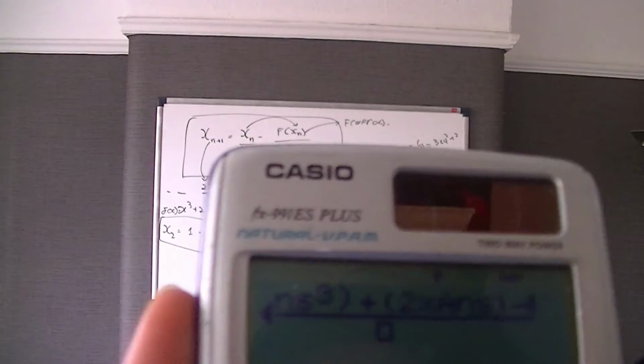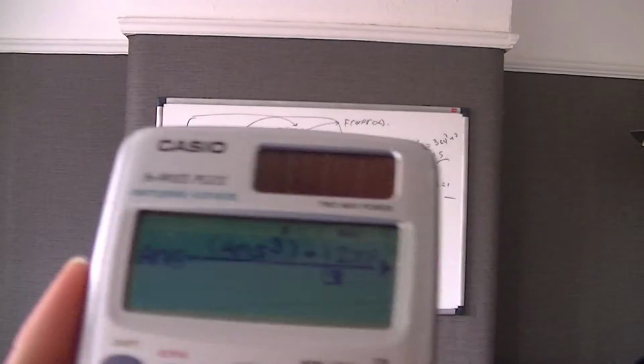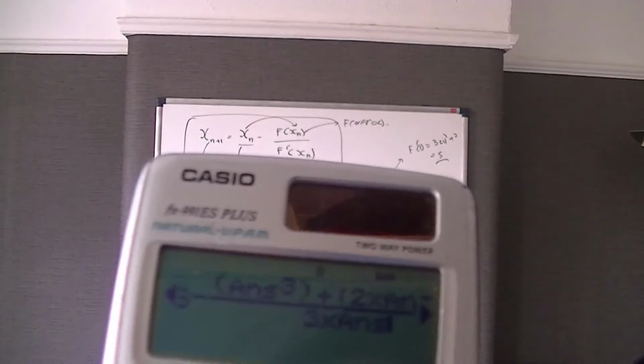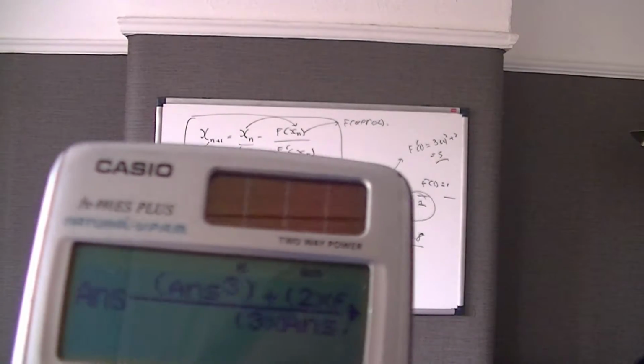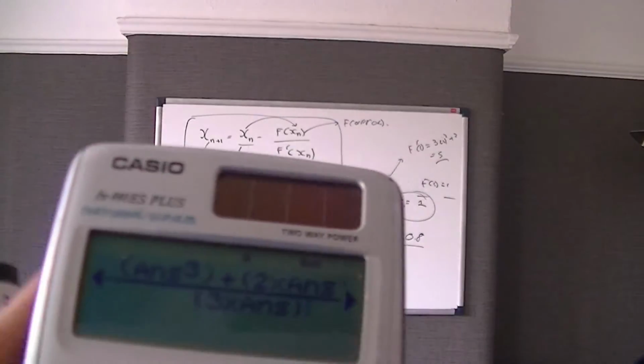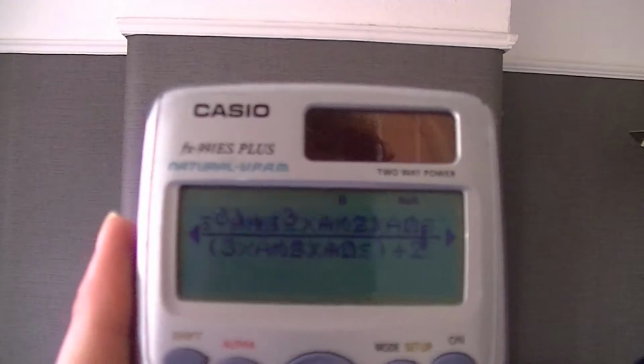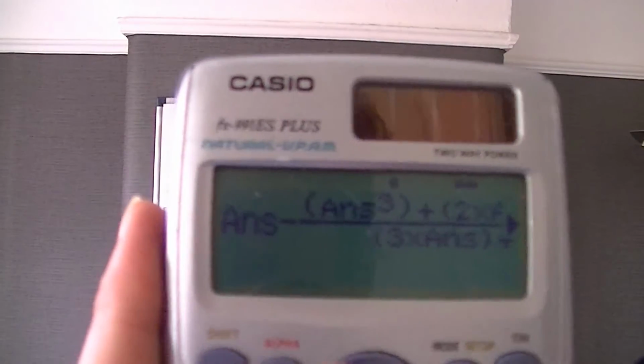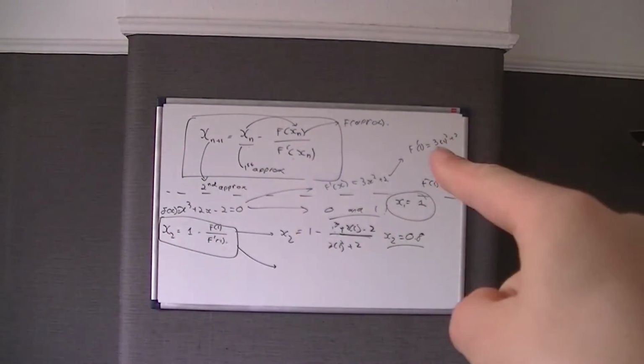Take 2, and then you do the same on the bottom. Same principle. Because it's 3 squared, it's 3 times the answer, and obviously you can bracket that off as I'm doing, and then you add on the 2. Okay, so it's just really a case of putting it into a calculator like I have done there, because it matches the formula that we've worked out.